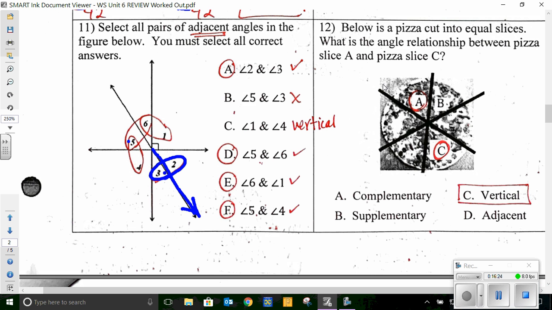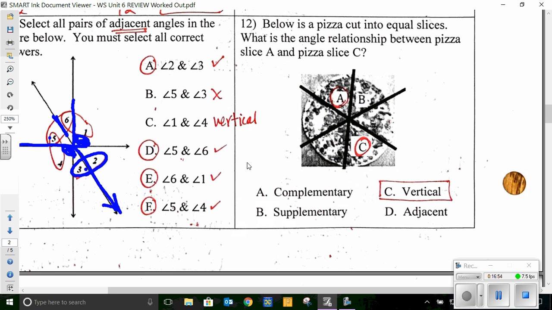C, 1 and 4, those are vertical because this is 1 and this is 4. That does make my little bow tie thing that we were talking about. There's my bow tie on that one. And then the rest of them, D, E, and F, they are all adjacent to each other. 5 and 6, you can see they share this ray right here between. 6 and 1 is right here, that shares this one. And then 5 and 4 shares this right here. So all the rest of them were adjacent. And again, adjacent means next to.